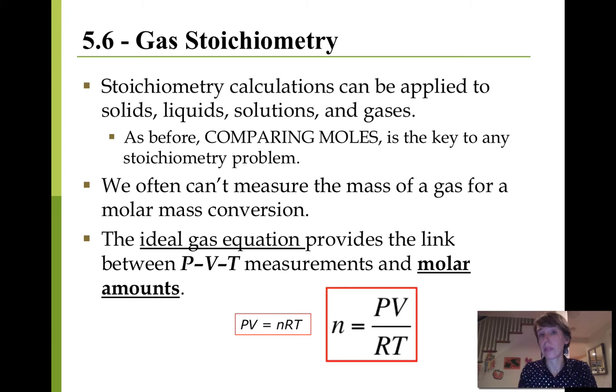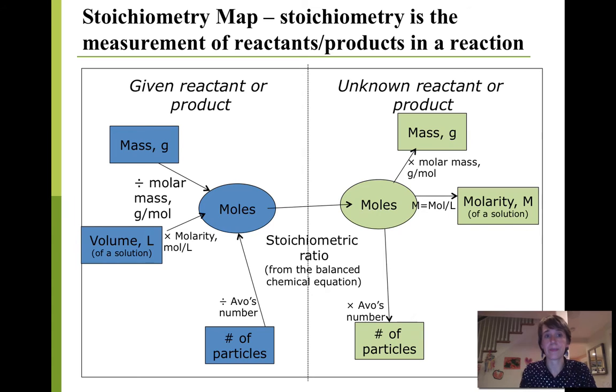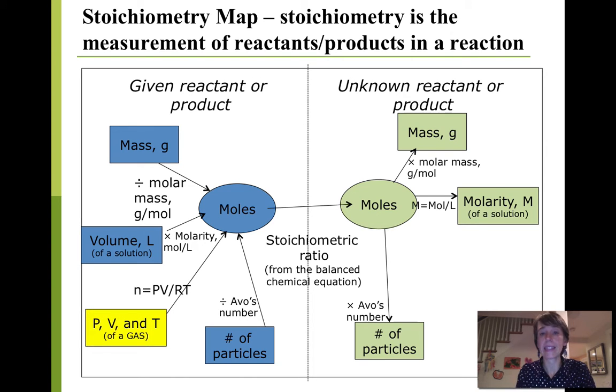And if we rearrange that for n, we can solve for the number of moles of a gas if we have pressure, volume, and temperature of that gas, along with R, the ideal gas constant. So here's our stoichiometry map that we've seen before. We're adding a new possibility to it, and that's that when we know the pressure, volume, and temperature of a gas, we can solve for the number of moles.